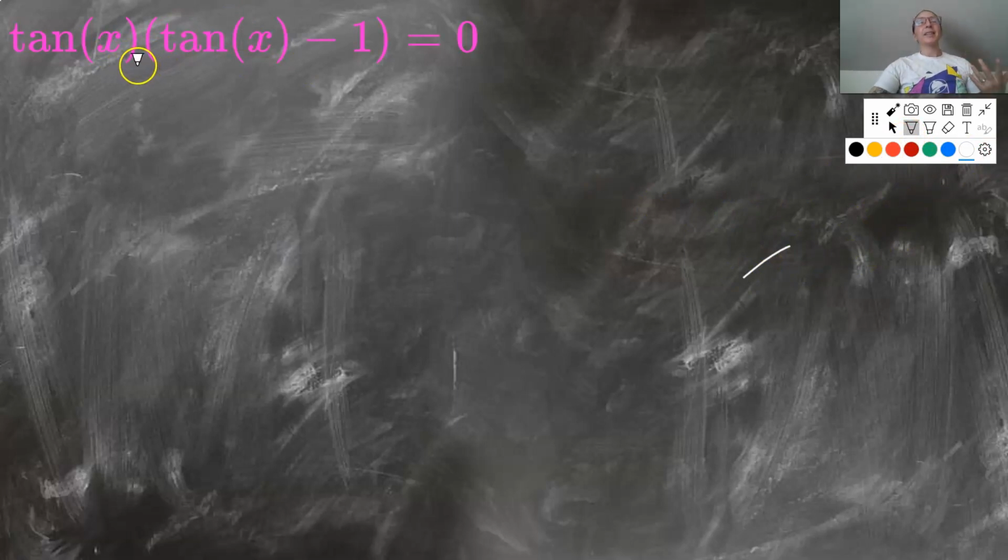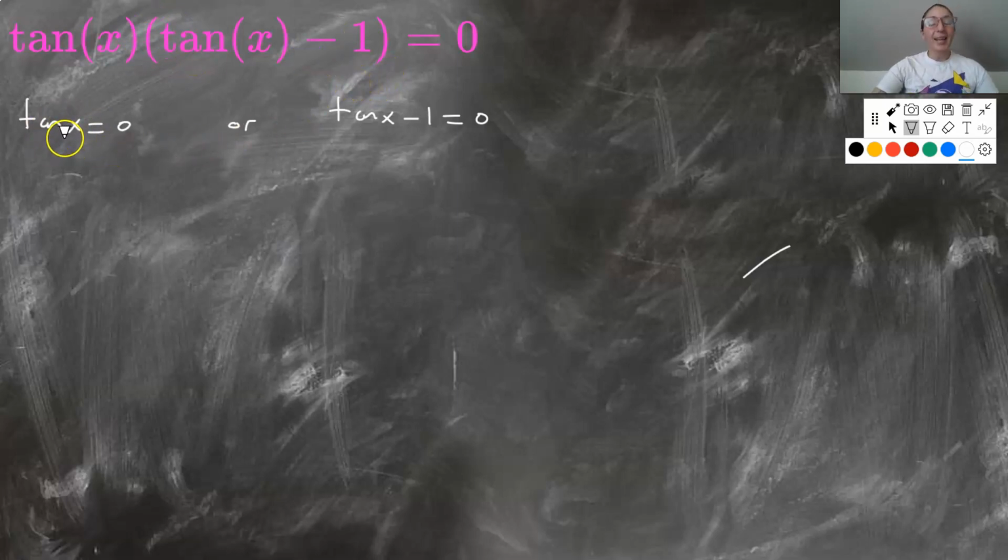So what about something like this? I have tangent of x times tangent of x minus 1 equals 0. Think back to when we were solving. What do we do with this? I have a product equal to 0. If I have a product equal to 0, I can set each term equal to 0, right? Tan x equals 0, or tan x minus 1 equals 0, because we have a product equal to 0.